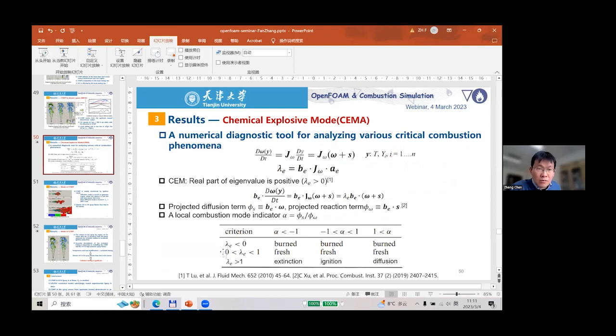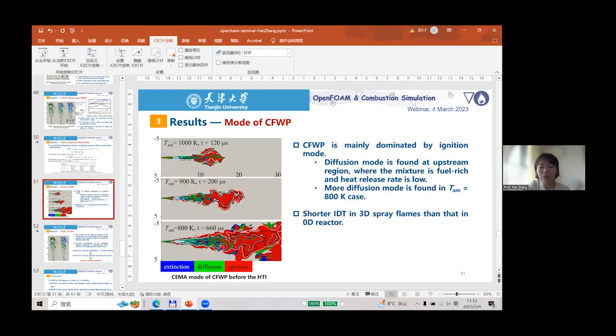What we did is use this criterion, and find the diffusion mode if alpha is larger than one. So maybe we need to have some other criteria that can give more detailed and more accurate findings.